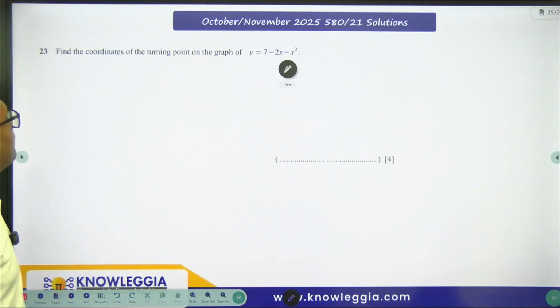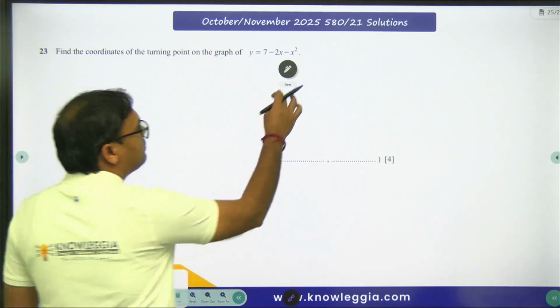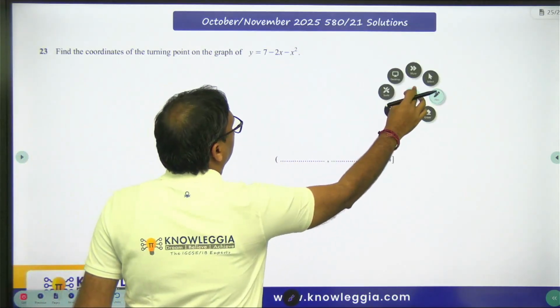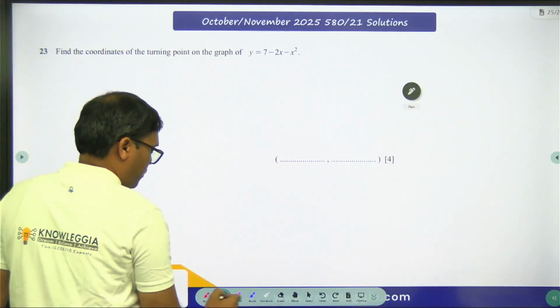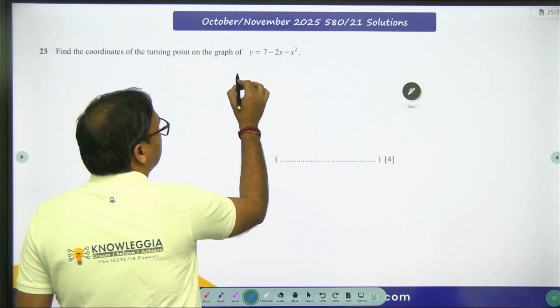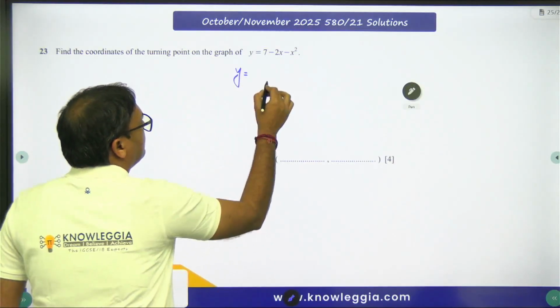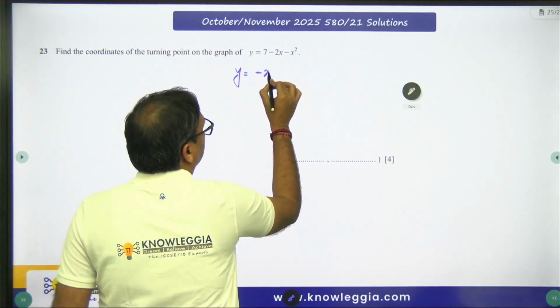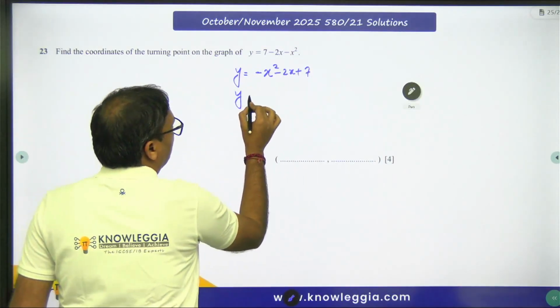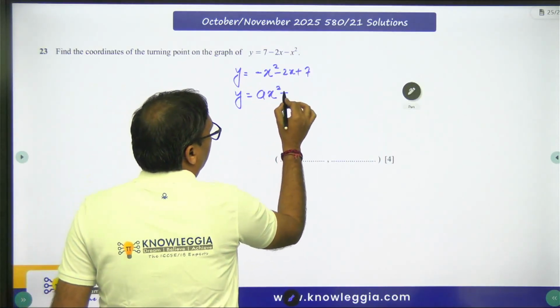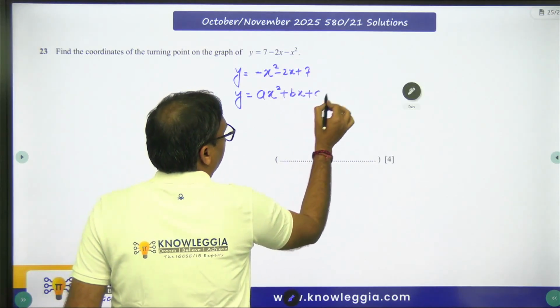Next question. Find the coordinates of the turning point of this graph. Now you can see this is a quadratic graph. If this is the quadratic function, in standard form, this is y is equal to minus x square minus 2x plus 7. Basically, this is y is equal to ax square plus bx plus c.